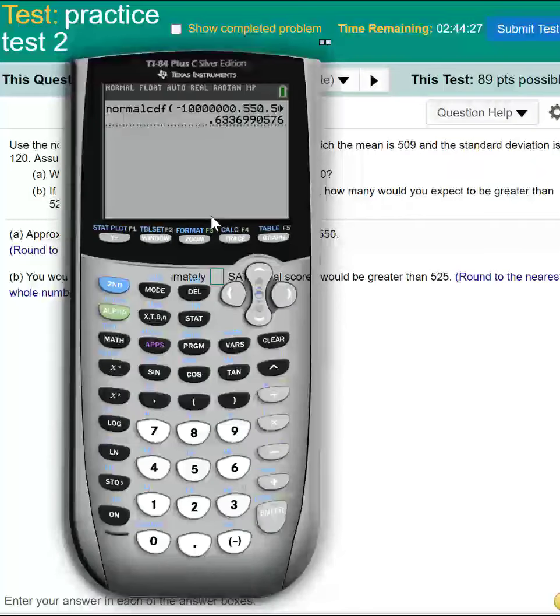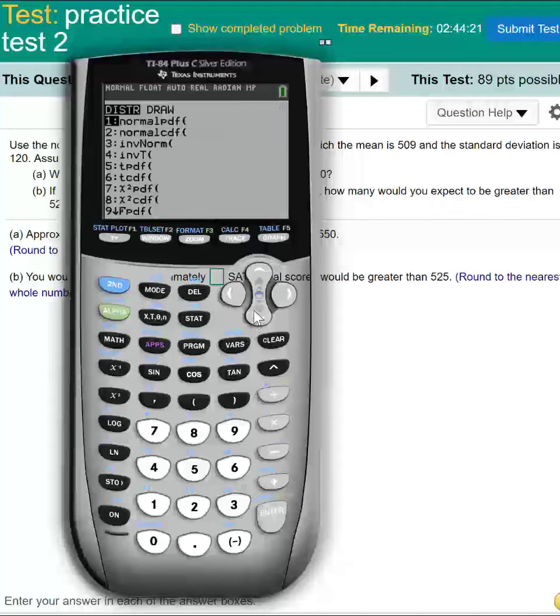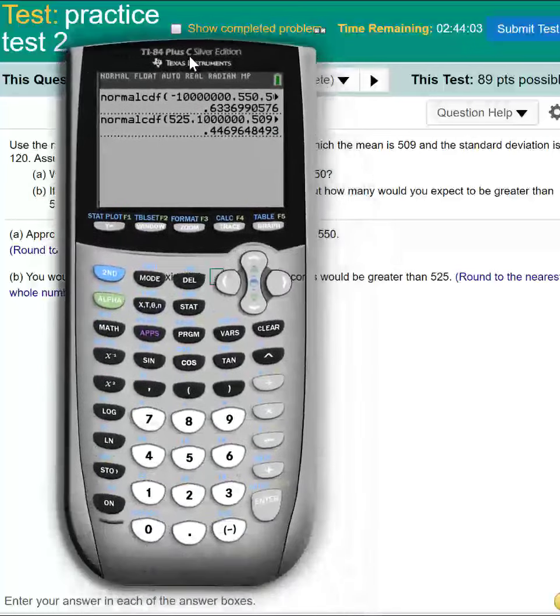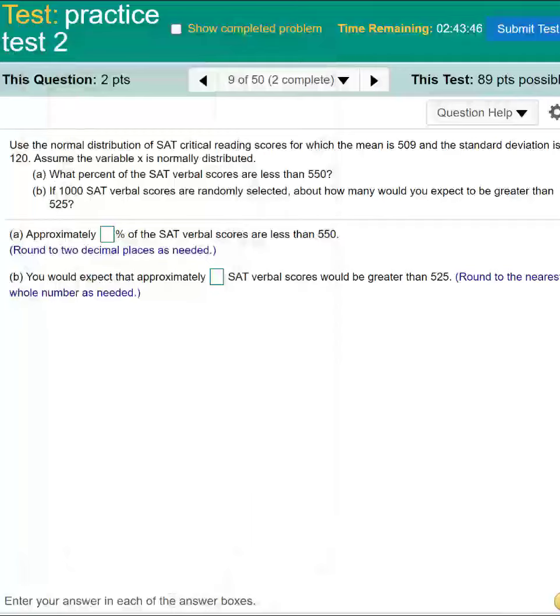If 1000 SAT verbal scores are randomly selected, about how many would you expect to be greater than 525? Before we know how many, we need to find the probability that x will be greater than 525. So we go second, variables, normal CDF. I need the probability of x greater than 525, so put 525 and then a million, and then paste. That's a probability. Now we have 1,000 of them. How many will have a score of greater than 525? Just multiply this answer by 1,000, and we need to round to the nearest whole number, so it will be 447. Okay. Next.